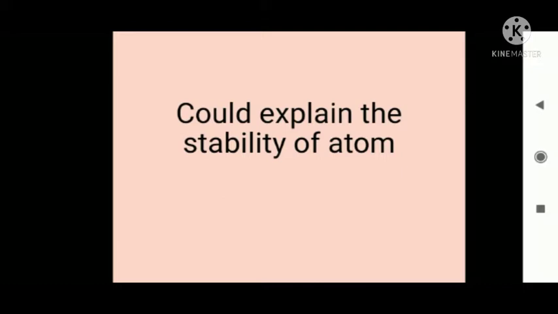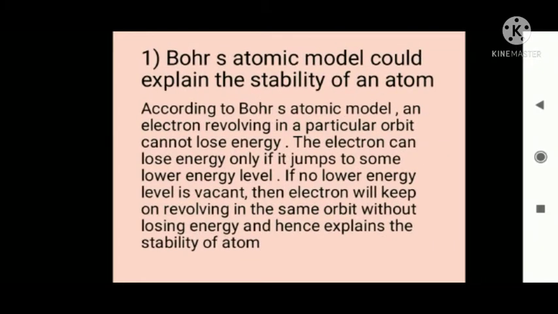But using Bohr's atomic model, Niels Bohr could explain how the atom is found to be stable. According to Bohr's atomic model, as long as the electron is revolving in a particular orbit, it is not losing its energy. So it will remain in that orbit itself. It is not losing its energy, so it is not collapsing with the nucleus. So the atom can exist as stable. That was the explanation given by Niels Bohr.